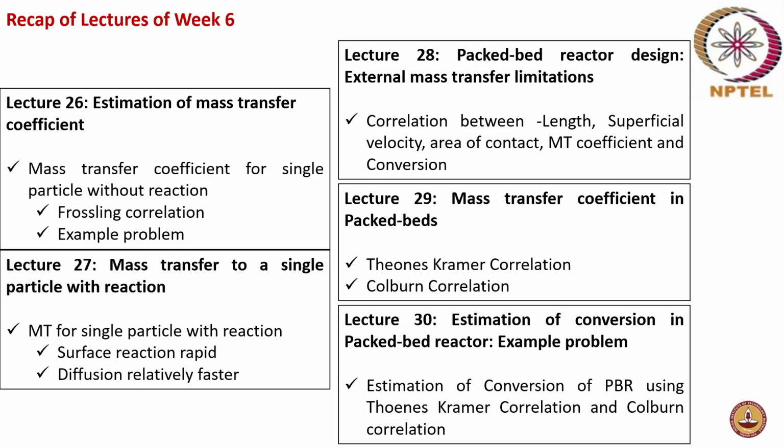And then packed bed reactor design with external mass transfer limitation was discussed, where the correlation between length, superficial velocity, area of contact, mass transport coefficient, and conversion. The expression for each and the correlation for each were explained. And then the Thoenes-Kramers correlation and Colburn correlation were discussed for packed bed reactors. And then an example problem was solved where the mass transport coefficient for a packed bed reactor was estimated using both Thoenes-Kramers and Colburn correlations.